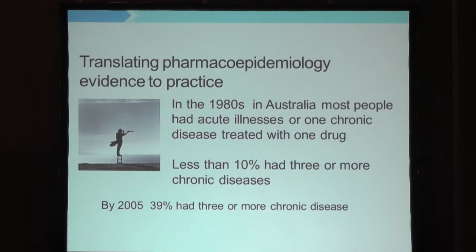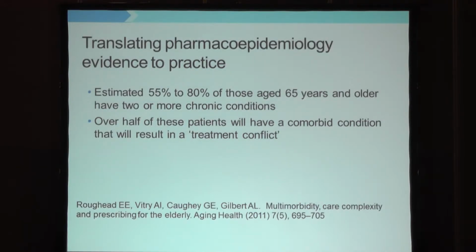Now, increasingly, 40% almost in 2005, and higher numbers now. What this highlights to us, and this is some research that's been done in South Australia, estimated 50 to 80% of those aged over 65 have more than one chronic condition, but over half of these patients will have a comorbid condition that will result in a treatment conflict. And by that I mean, for example, they might have osteoarthritis, and they might have hypertension or diabetes and renal disease, but they need treatment for the pain of their osteoarthritis.